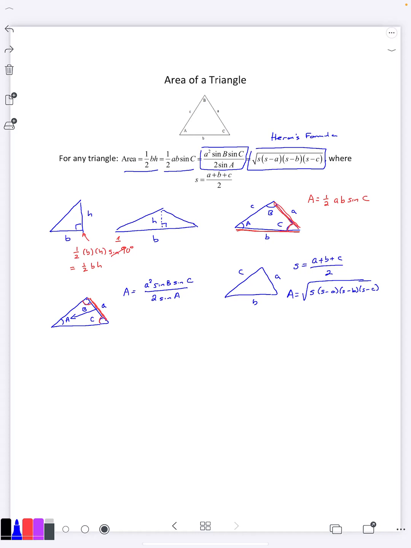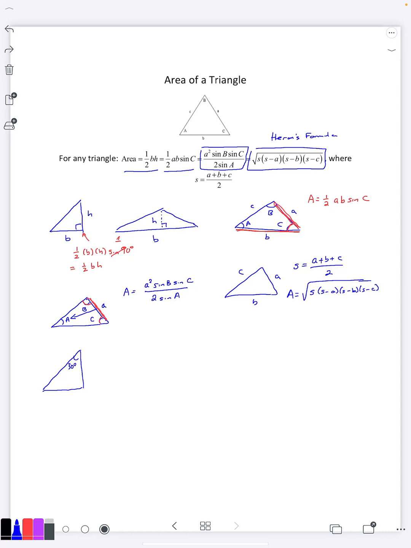Now, just to show you that these do in fact give you the same answer, we're going to use all the formulas for a certain triangle and then see that they give the same answer for the area. And I want it to be a well-known triangle, so let's use a 30, 60, 90 here. So let's draw myself a right triangle.